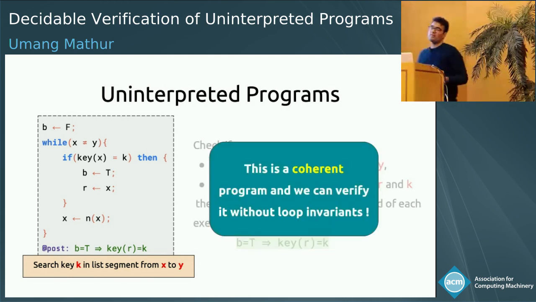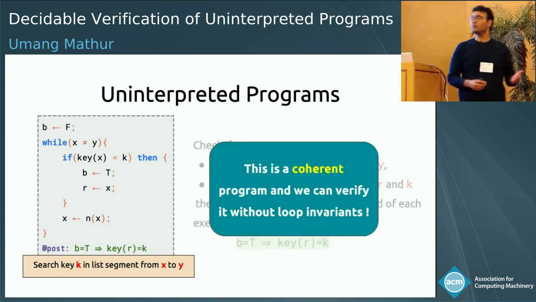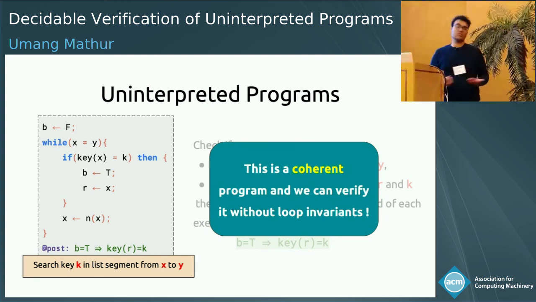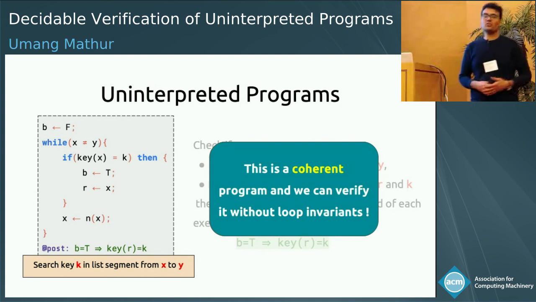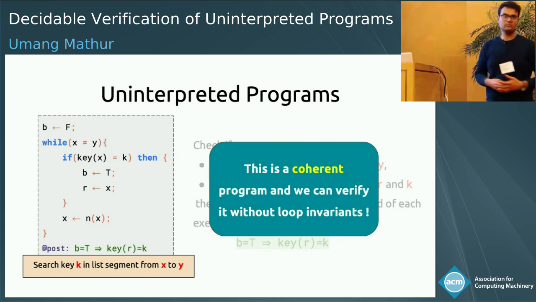So it turns out that this program is a coherent program, which I'm going to talk about shortly. And this class of programs are decidable, and therefore we can verify this program without the use of any loop invariants.